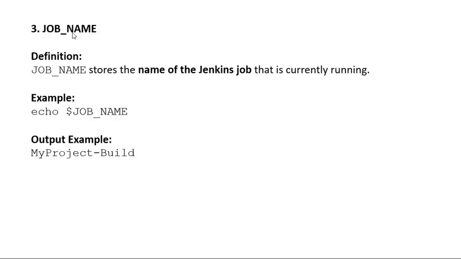Third is JOB_NAME. JOB_NAME stores the name of the Jenkins job that is currently running. The example is echo $JOB_NAME, in capital letters. So the output is my-project-build.